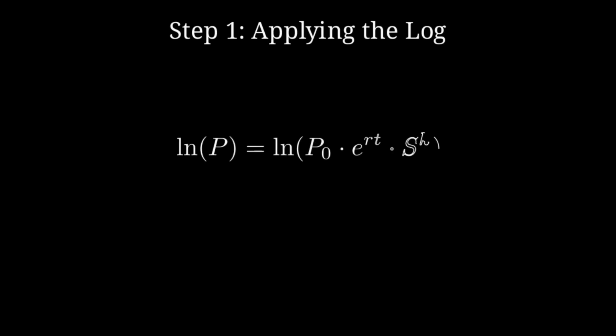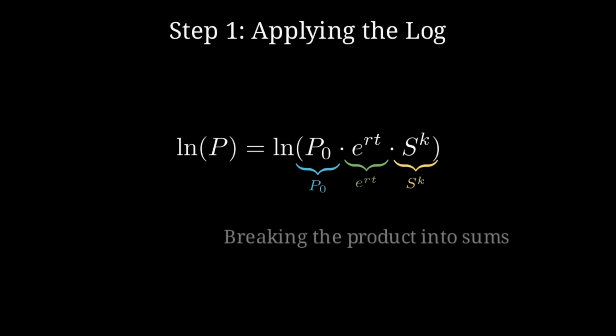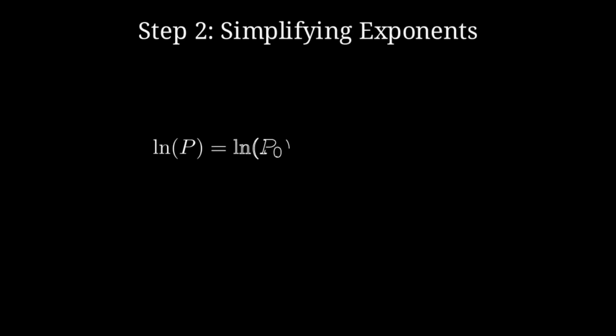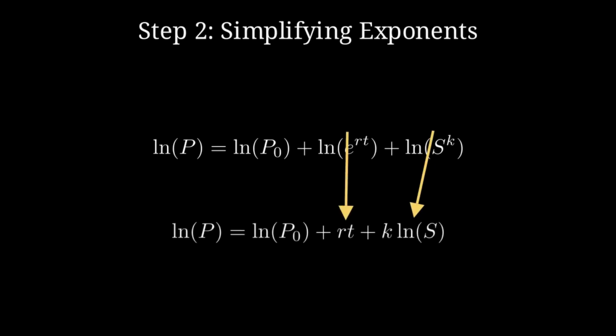First, we apply the natural log to both sides of our multivariable equation. This allows us to break the complex product on the right side into a series of individual logarithmic additions. Next, we simplify. The ln and e cancel out, leaving just rt. The exponent k drops down in front of ln s. We have successfully transformed a product-based curve into a sum-based linear equation.